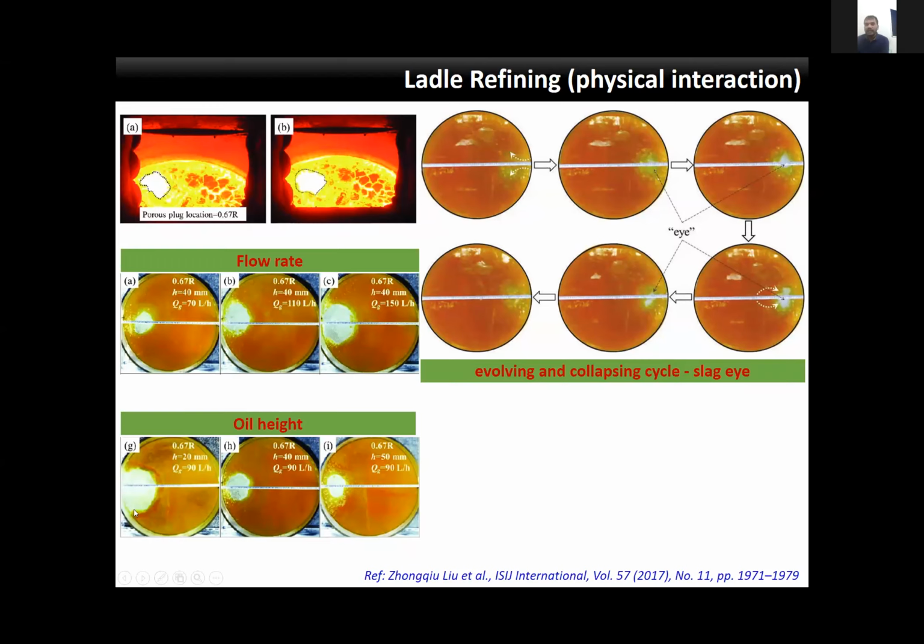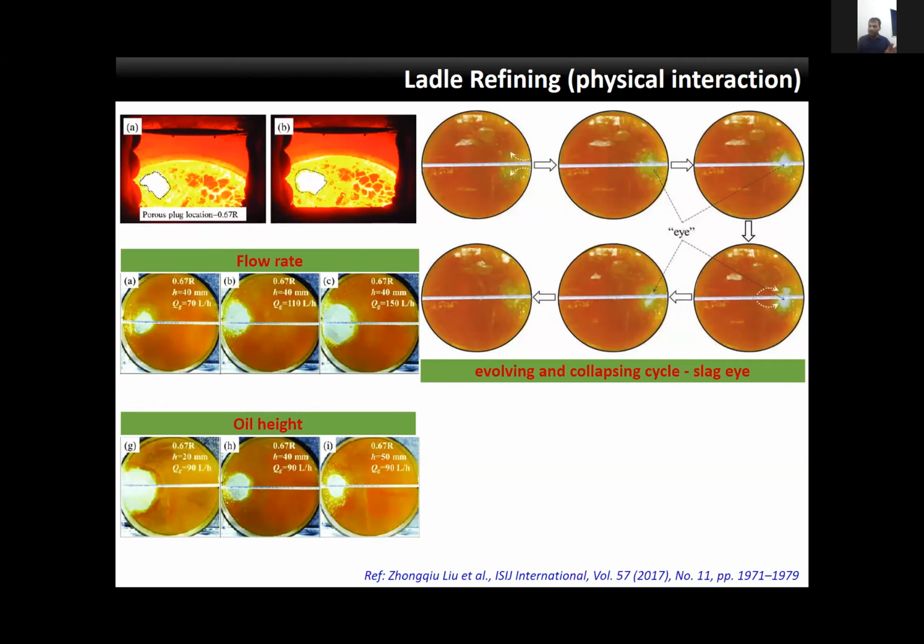If the slag layer height is increased, you can see the slag eye formation is reduced because the argon gas, the purging gas, requires more momentum to create the slag eye. So it means if you have an optimum level of slag in the ladle, then you can expect that more of the kinetic energy you are giving through the purging gas will be involved in mixing the metal which is lying below the slag.